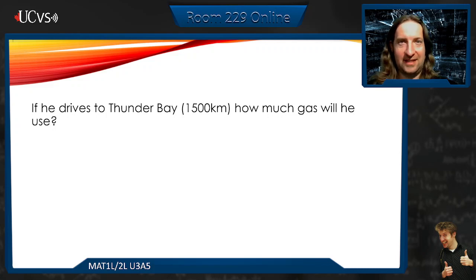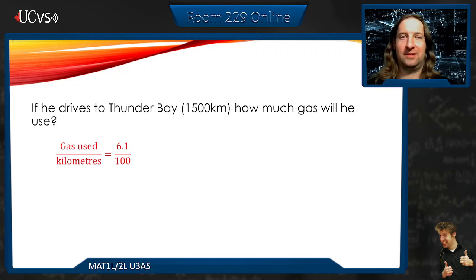So exact same idea, right? We're going to write down a ratio that we know. Let's assume again I'm going to go highway. I'm going to take Highway 17 almost the entire way, so we're going to assume highway driving the entire way. So 6.1 liters per 100 kilometers. That's what this says: 6.1 liters of gas is used for every 100 kilometers. That's my ratio. I know that there's 1,500 kilometers I'm going to drive.